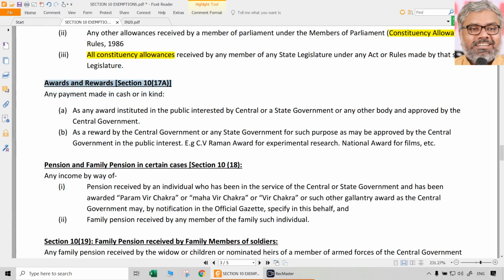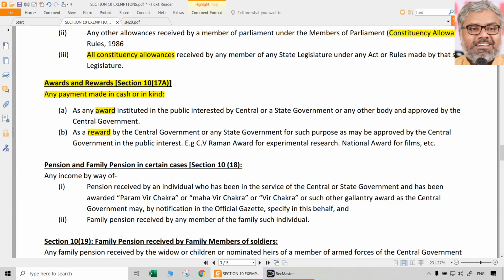And again, a generic thing, awards and rewards, anything actually. Generally, you can broadly have, of course, not Filmfare Award and private awards. We are talking government awards. Awards and rewards, any payment made in cash or kind as any award instituted in public interest by the central government or state government or any other body and approved by the central government: Padma Shri, Padma Bhushan, Padma Vibhushan, like that. Many awards will be given, and along with that, some money also will be given, some 1,50,000, whatever. But that amount, whatever is given, is exempt from tax. And not only that, any other reward also. So an award also is exempt. A reward also is exempt. Of course, when that is given by the central government or state government, as may be approved by the central government in public interest.